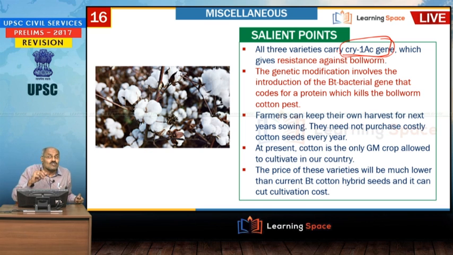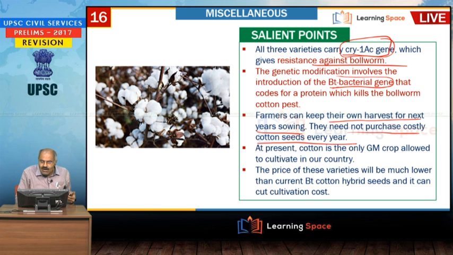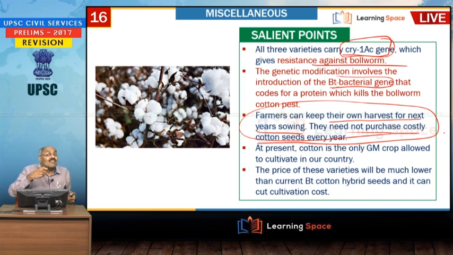CRY1AC gene, which gives resistance against bollworm, and the genetic modification involves the introduction of a Bt bacterial gene that codes for a protein which kills the bollworm cotton pest, right? So, farmers can keep their own harvest for next year's sowing, and here one beauty is they need not purchase costly cotton seeds every year. So, this is the beauty of this Punjab Agricultural University development of these three varieties of genetically modified cotton.